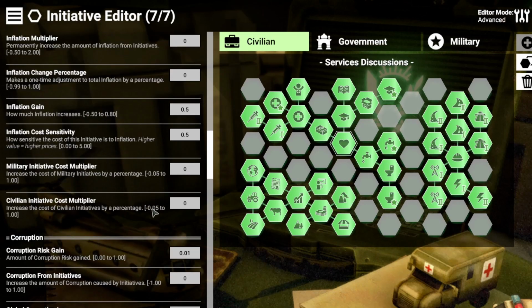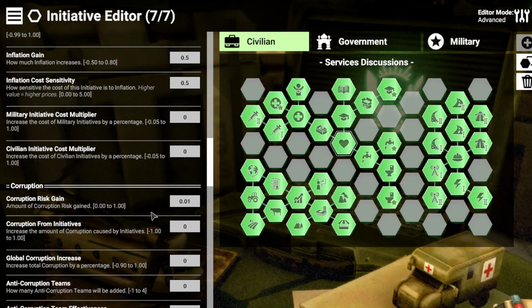Military/civilian initiative cost multiplier. Hidden as percentage to cost. A value of 0.5 means that these will cost 50% more. Corruption risk gain adds a corruption risk by buying this initiative. Multiplies to initiative corruption risk and uses percentage system. Using negative corruption risk gain will set your reputation to not a number. For example, a value of 0.25 will increase your risk by 0.25 multiplied by the initiative corruption risk.